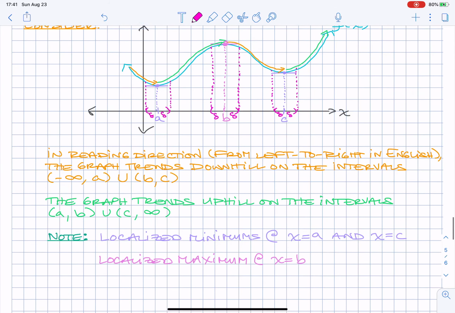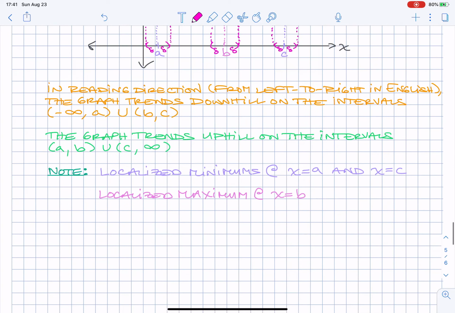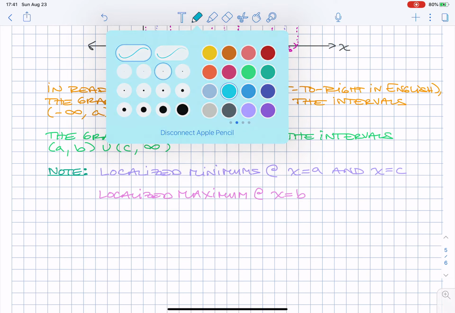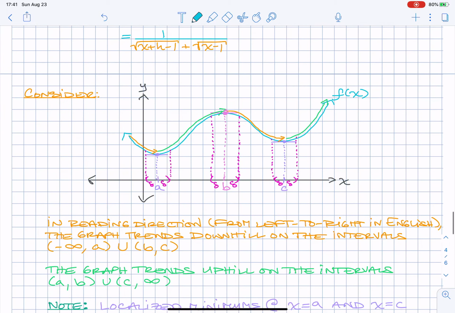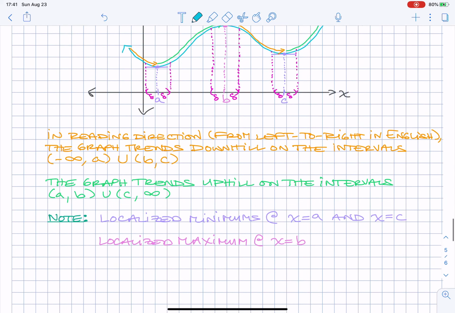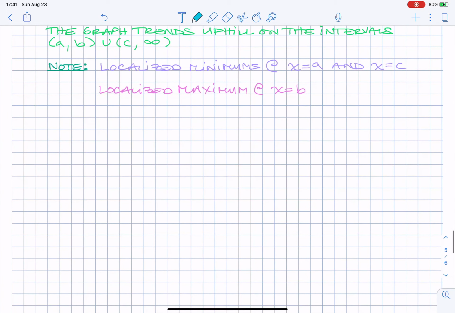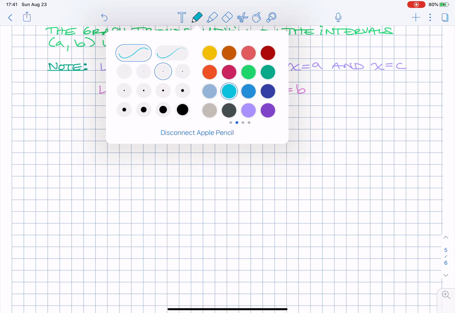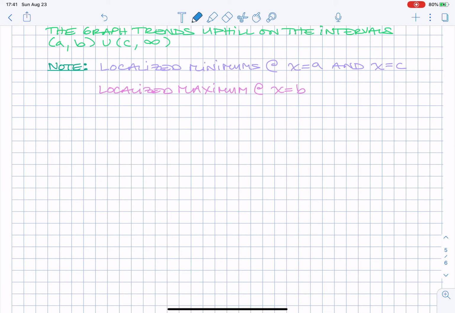Okay, so let's define some of this stuff. What do I have? I have regions of going downhill. I have regions of going uphill. I have localized minimums and localized maximums. So that's what we're considering here. So, definition. Let's do this in a darker blue.